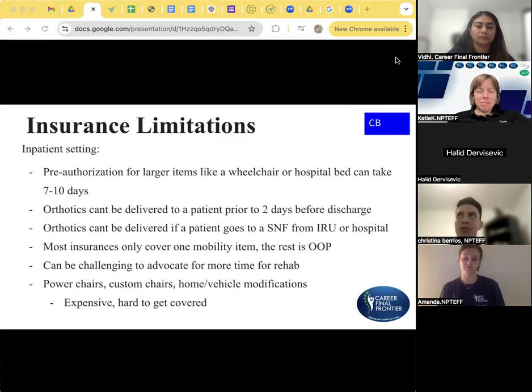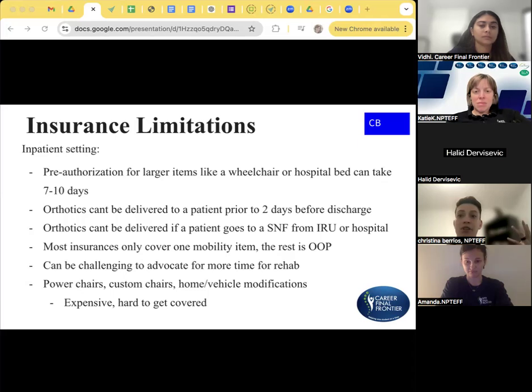But if they're going to a skilled nursing facility, you can have someone come in and fit your patient for a custom orthotic, but they can't deliver them until they're about to go home from the skilled nursing facility. And some insurance companies like Blue Cross Blue Shield, I'm pretty sure they have to be delivered outpatient, after they've discharged from the rehab unit. So those are just some of the things that come up.